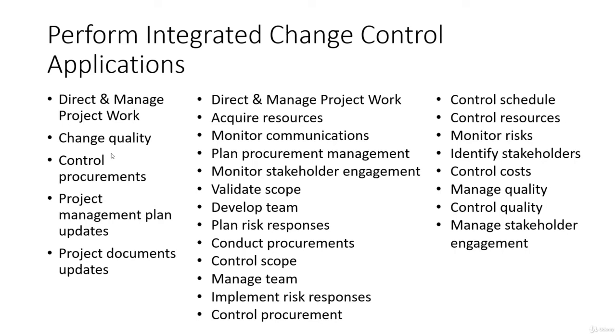So largely everything, you can see that we have direct and manage project work, manage quality, control procurements, project management plan updates, project document updates, a variety of other stuff like acquire resources, monitor communications, plan procurement management, monitor stakeholder engagement, validate scope, develop team, plan risk responses, conduct procurement, control scope, manage team, implement risk responses, control schedule, control resources, monitor risk, identify stakeholders, control cost, manage quality, control quality, manage stakeholder engagement. So basically a variety of things.